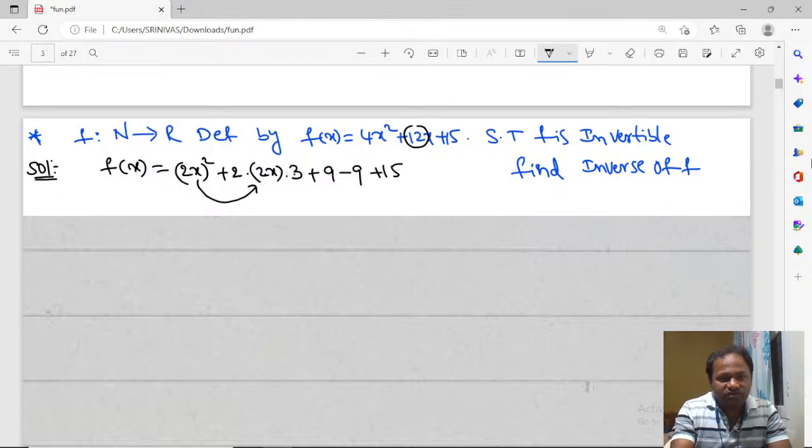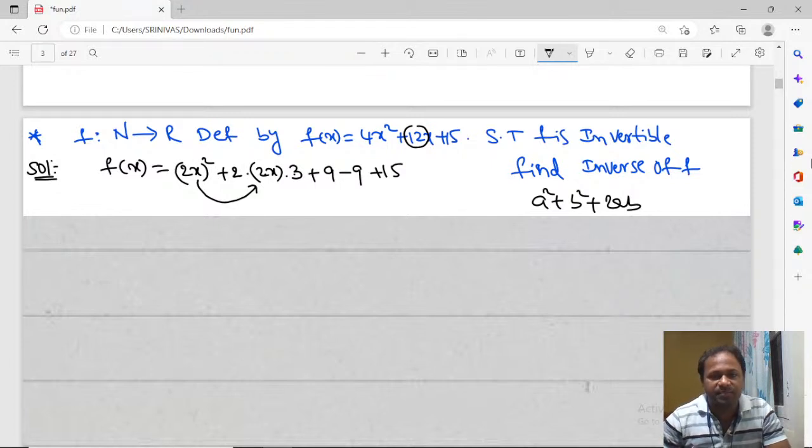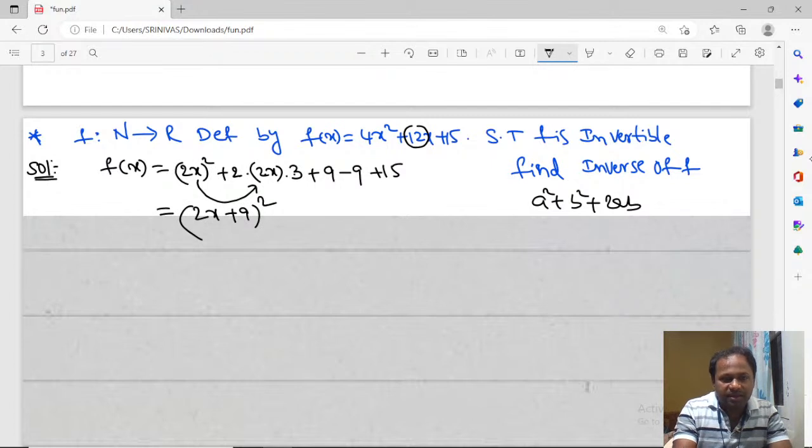So it is in the form of a square plus b square plus 2ab. See, a square plus b square plus 2ab. Okay. So now I will write it as 2x plus 3 whole square plus 15 minus 9. Okay, what do we get? 6. Okay, 15 minus 9 value will be 6. So this is f of x, right? Now I need to simplify.